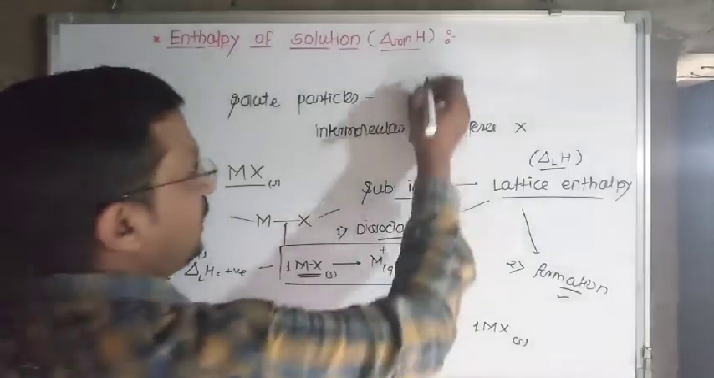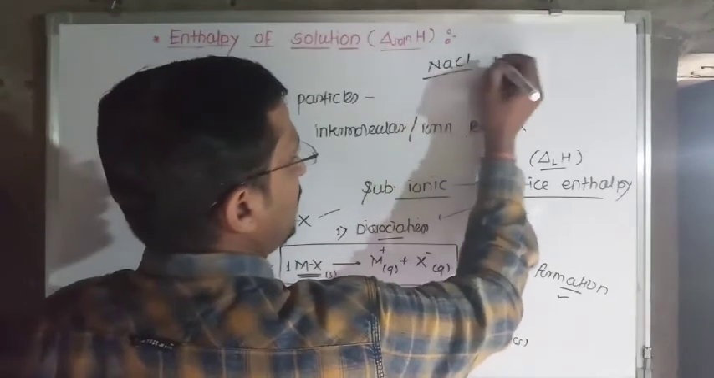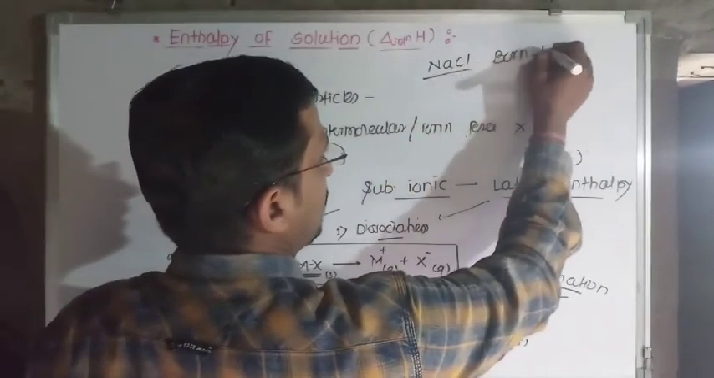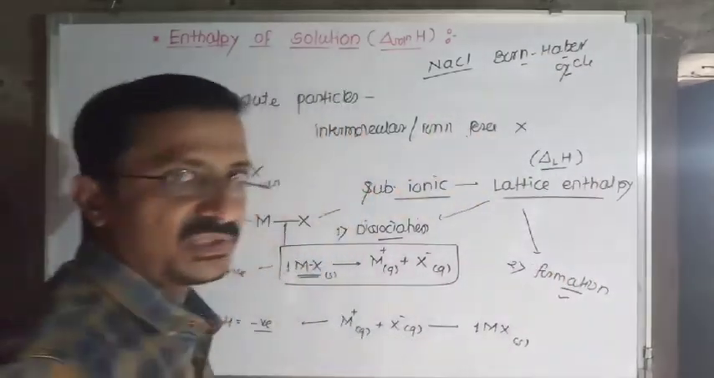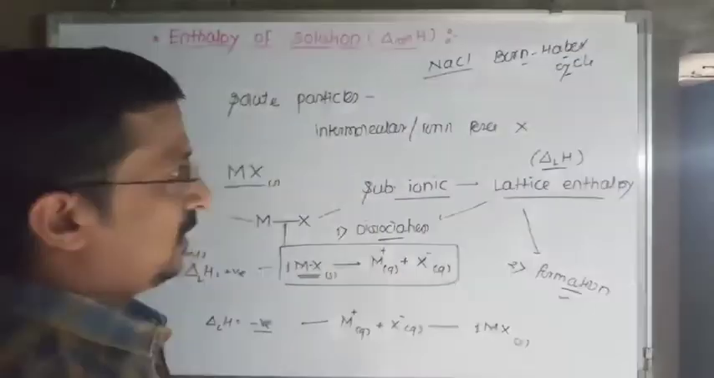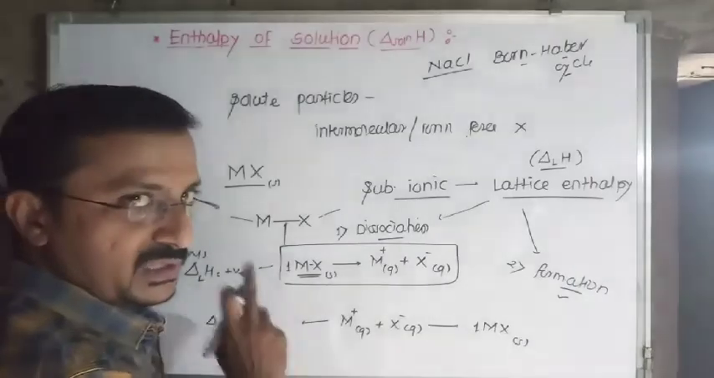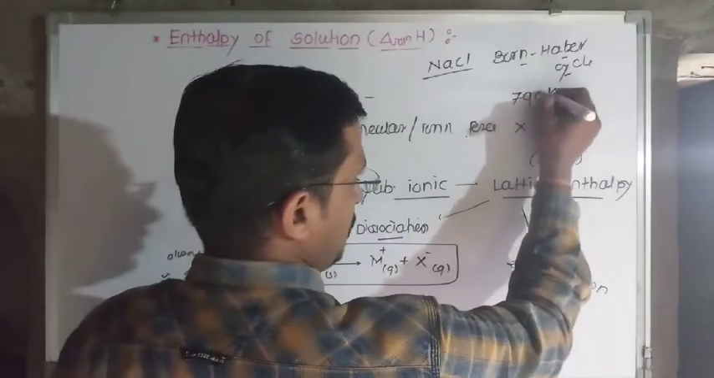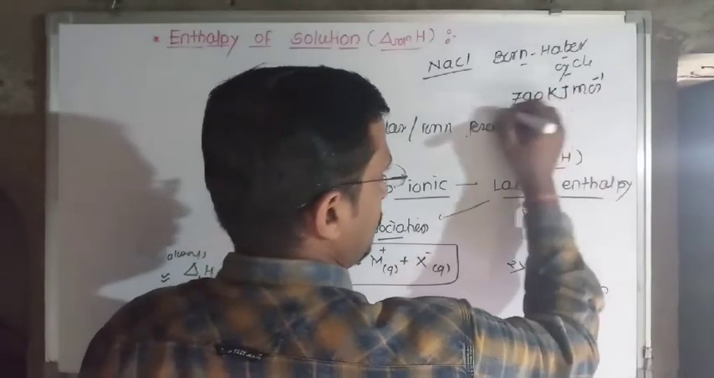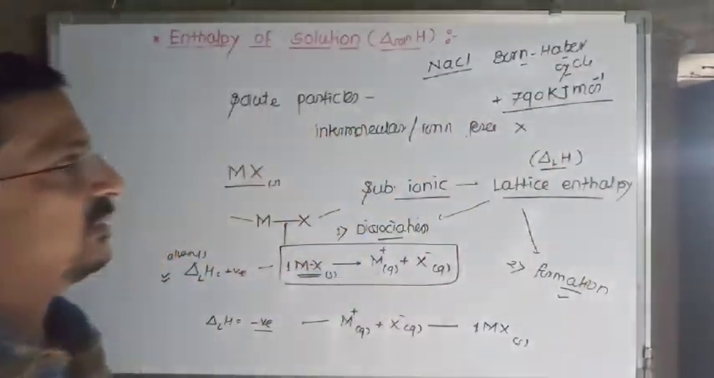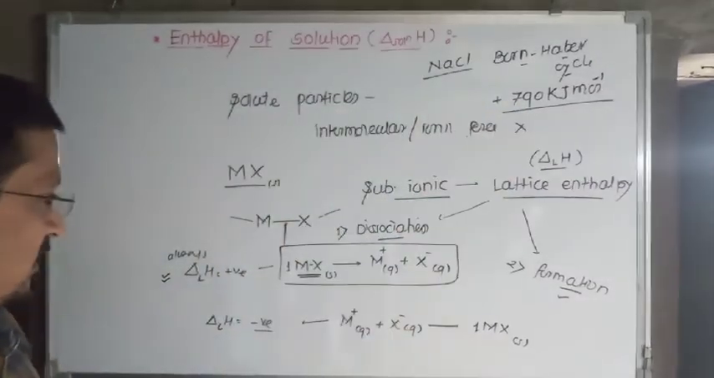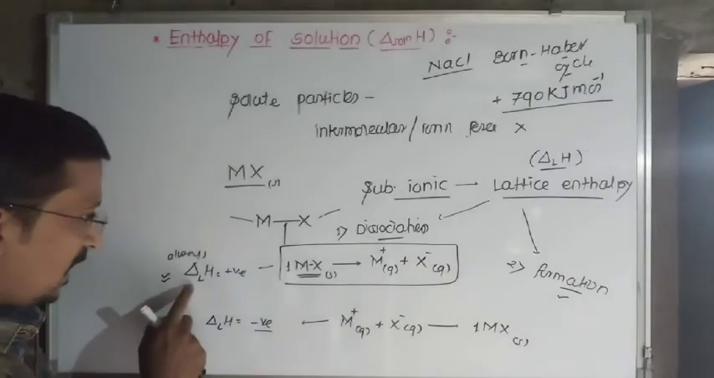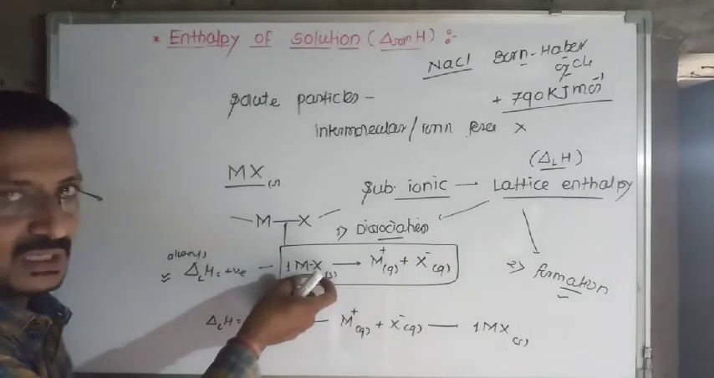And for sodium chloride, from the Born-Haber cycle, which you may have studied in the 11th standard, the crystal lattice enthalpy for NaCl is determined. It is about plus 790 kilojoule per mole. So this is the lattice dissociation enthalpy. The higher the value of lattice dissociation enthalpy, the stronger the bond between M and X.